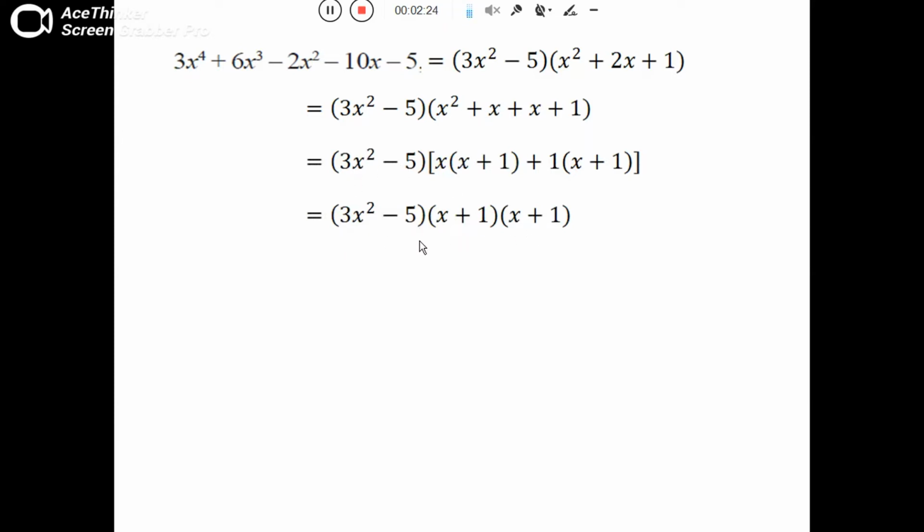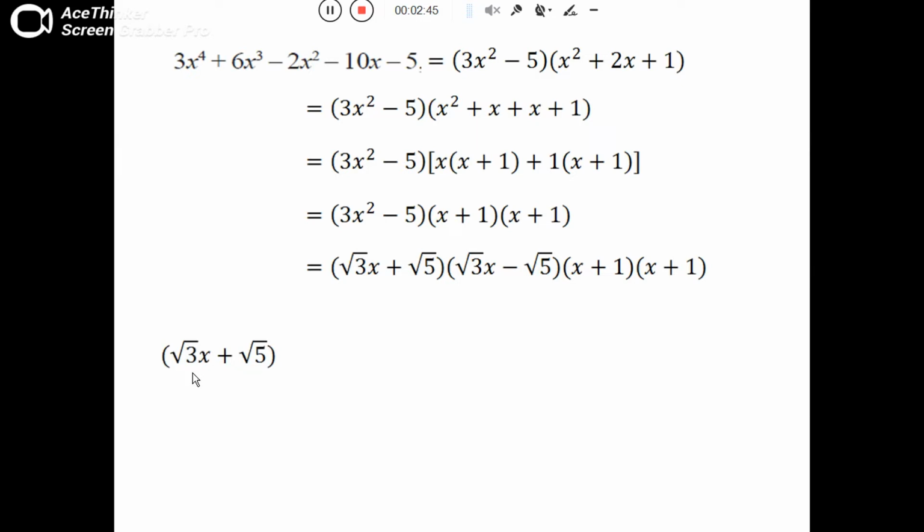So you got the factors, and the factor of 3x^2 minus 5 is root 3x plus root 5 into root 3x minus root 5 into x plus 1 into x plus 1. You got the 4 factors, which give you the 4 zeros of this polynomial.